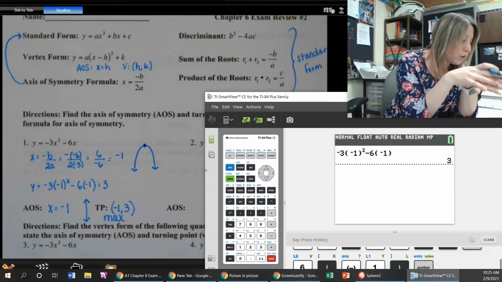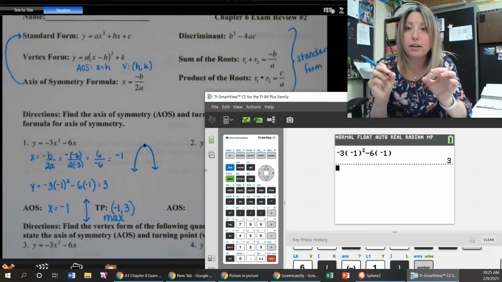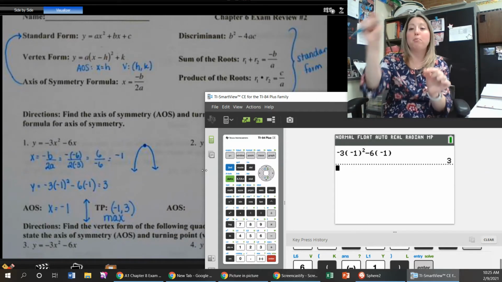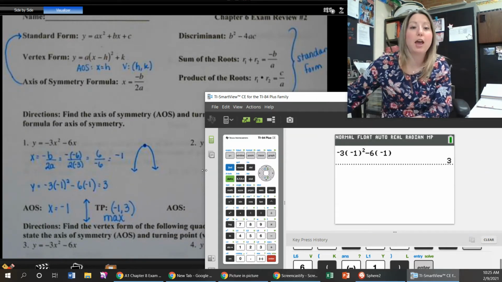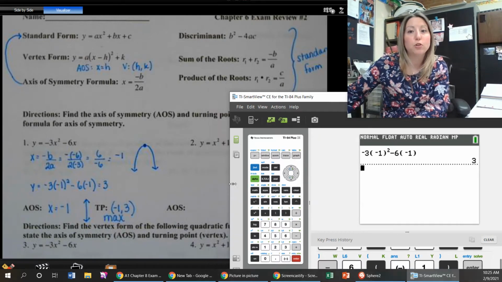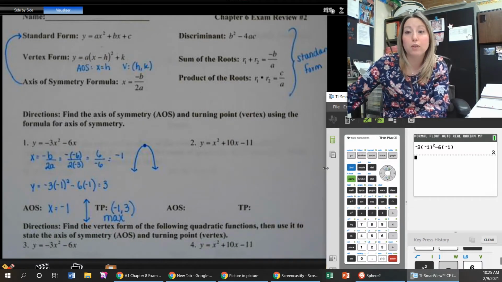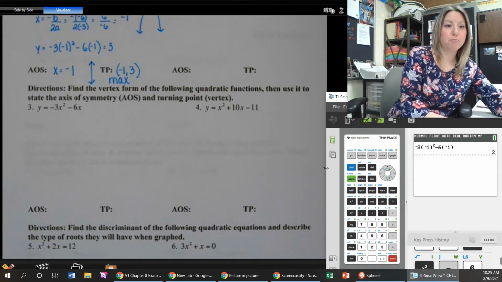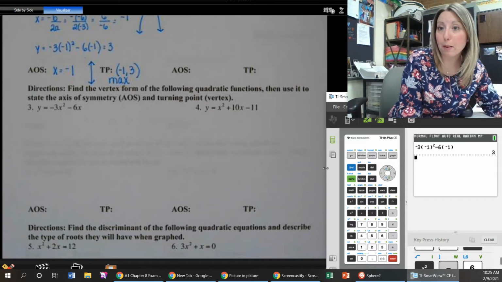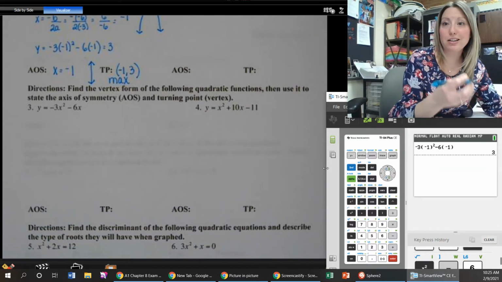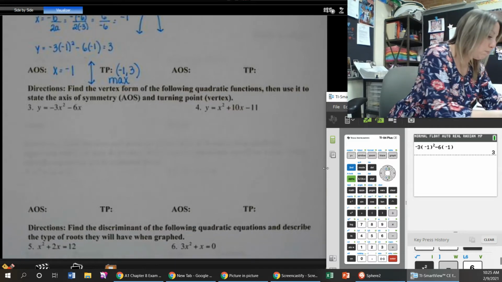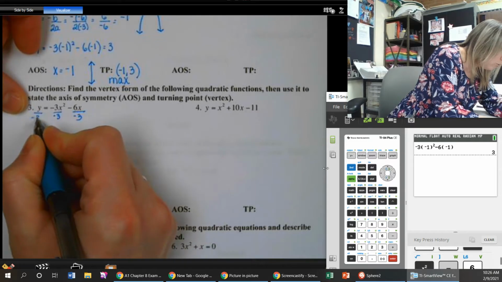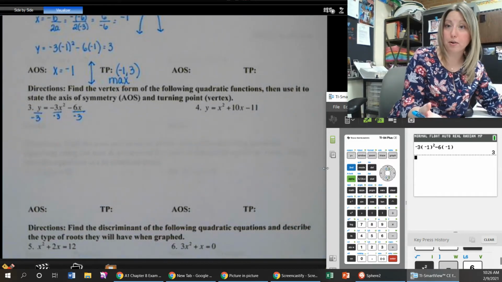I need to find the vertex form of this quadratic function. So I need to take it from standard form and put it into vertex form, which means that as I do that, I'm going to have to complete the square. So let's complete the square here. The first thing I need to do in order to complete the square is I need to divide everything by negative 3 to start. The reason being, you can't have a number in front of the x squared while you complete the square. It's got to be a 1 in front of the x squared.